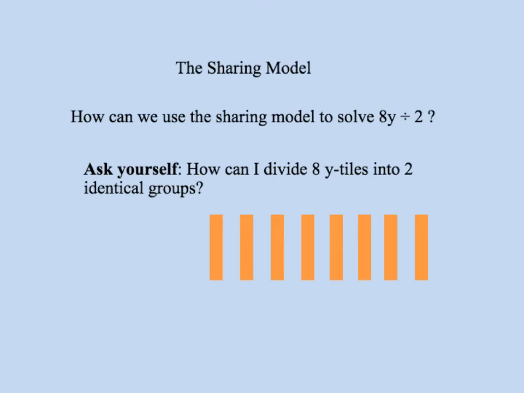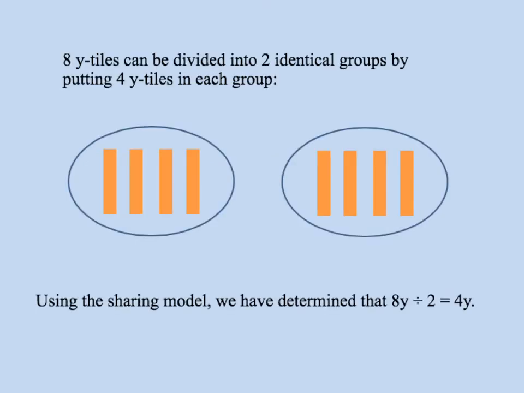How can we use the sharing model to solve 8y divided by 2? We need to ask ourselves, how can I divide 8y tiles into two identical groups? You probably recognized that 8y tiles can be divided into two identical groups by putting 4y tiles in each group, as I've shown you below. Using the sharing model, we've determined that 8y divided by 2 is equal to 4y.